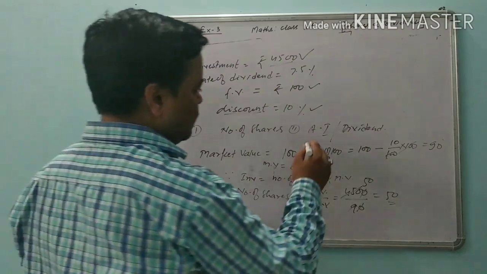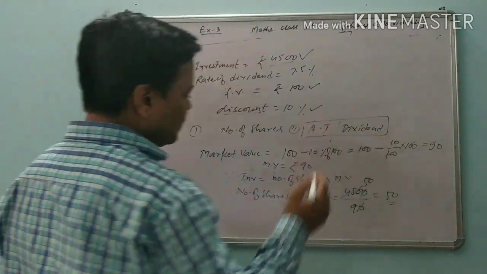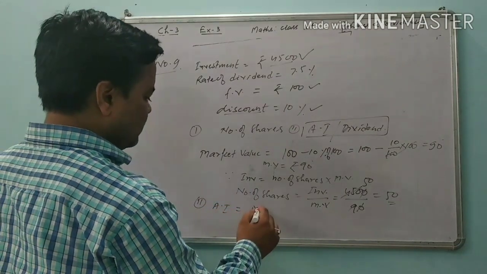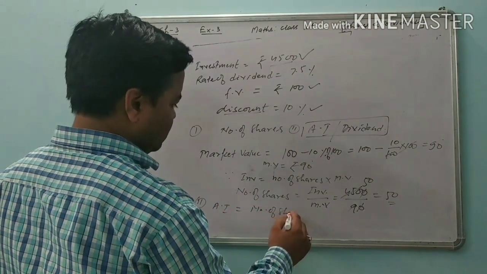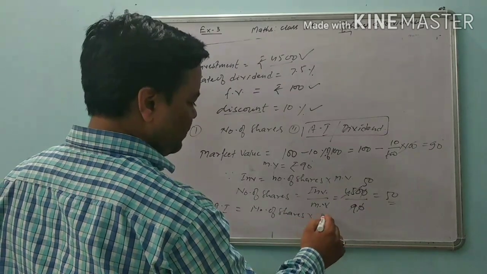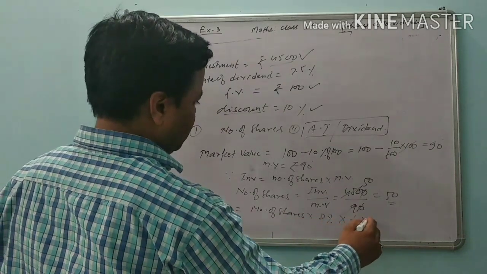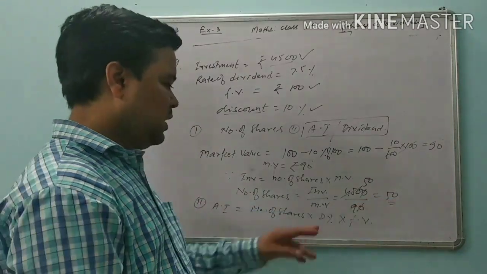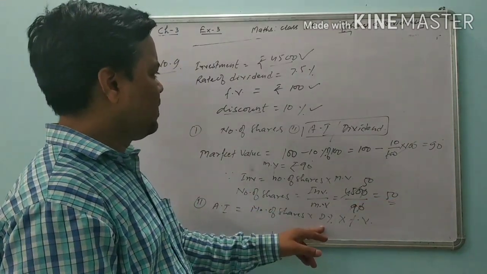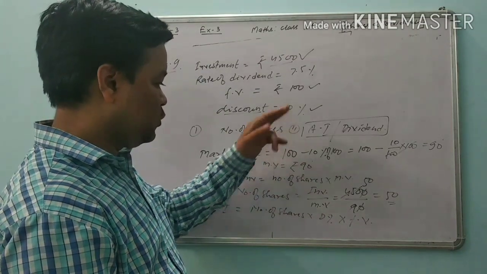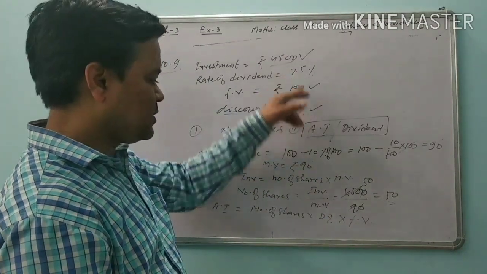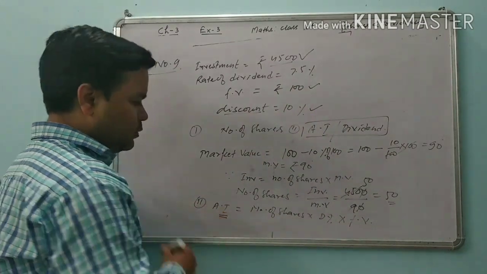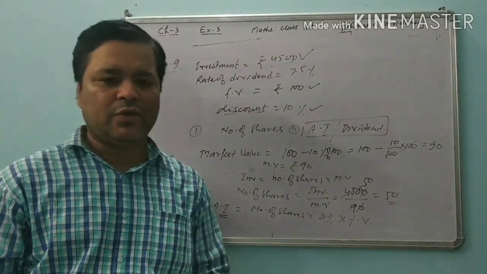And the second part, we have to find the annual income. Second part, annual income. We know that it is number of shares into dividend percent into face value. Everything we have. We have the number of shares from the first part, that is 50. Dividend percent is 7.5%, and face value is 100 rupees. In this way, do it by yourself. Annual income we can calculate. Okay.